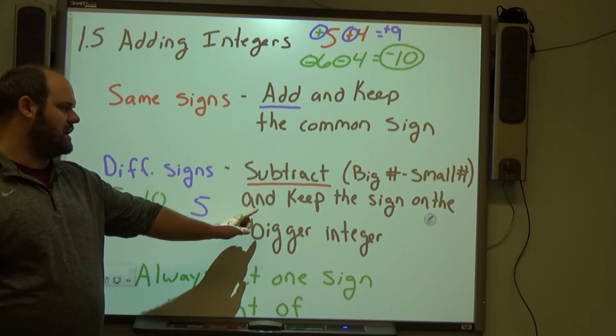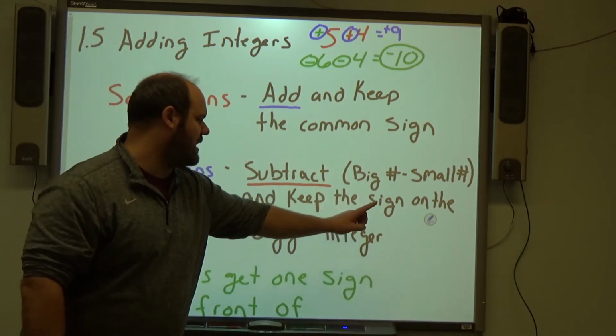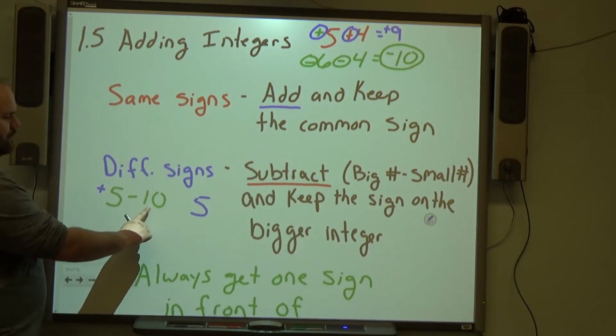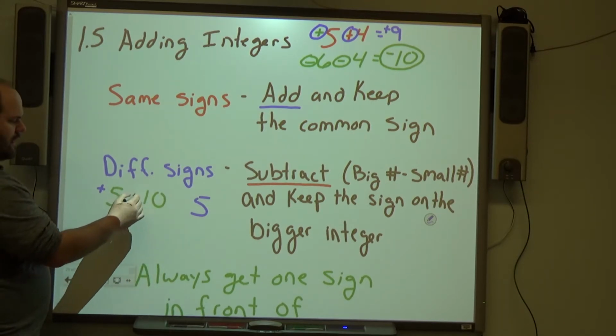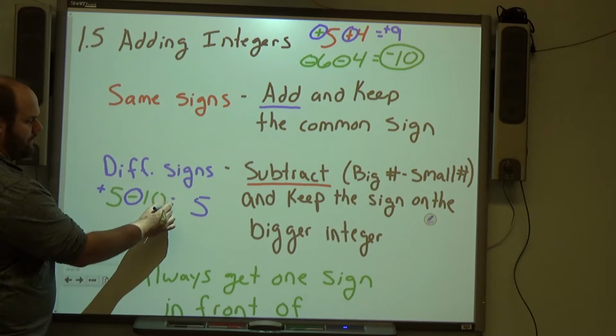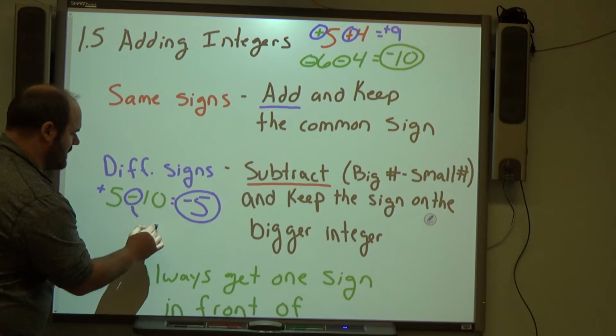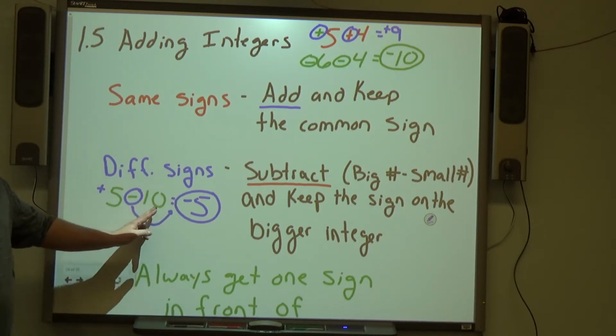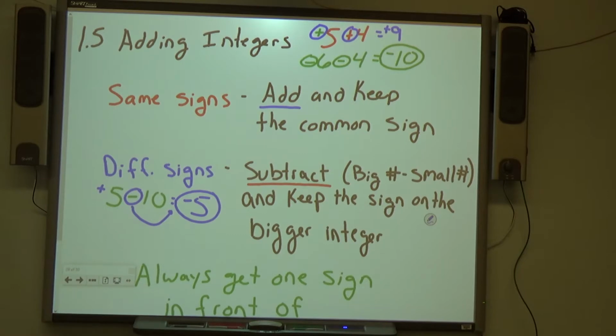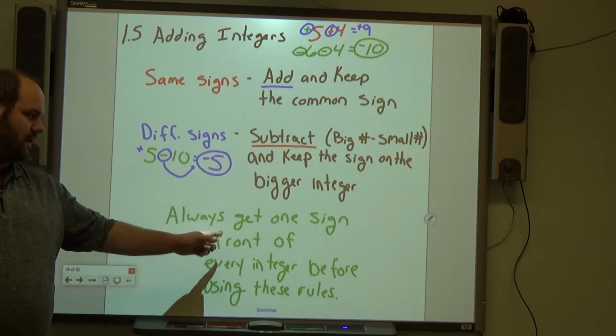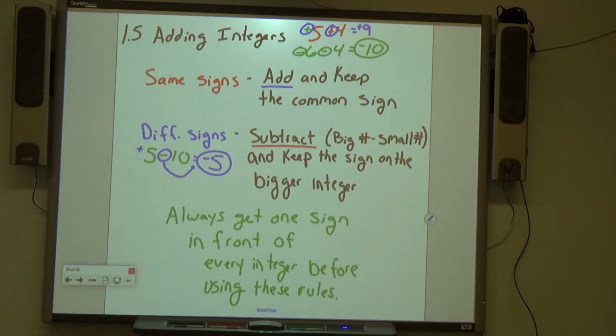Now we have to continue reading our rules. We keep the sign on the bigger integer. Well, 10 is bigger than 5, and the sign on 10 is negative, so my answer is a negative 5. I have to take this negative sign, because it's on the bigger number, and apply it to my answer. Now, one last thing, I also wrote this on here: you have to always have one sign in front of every integer before using these rules. Go ahead and push pause if you need to copy that down right now.